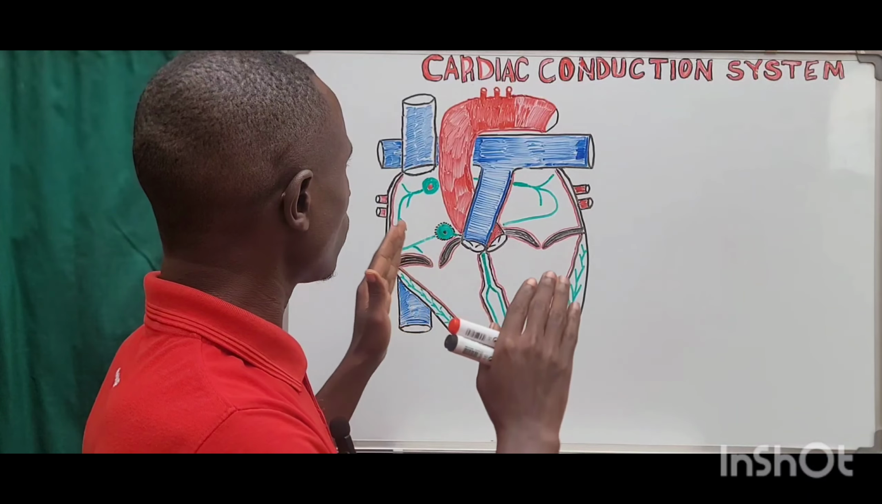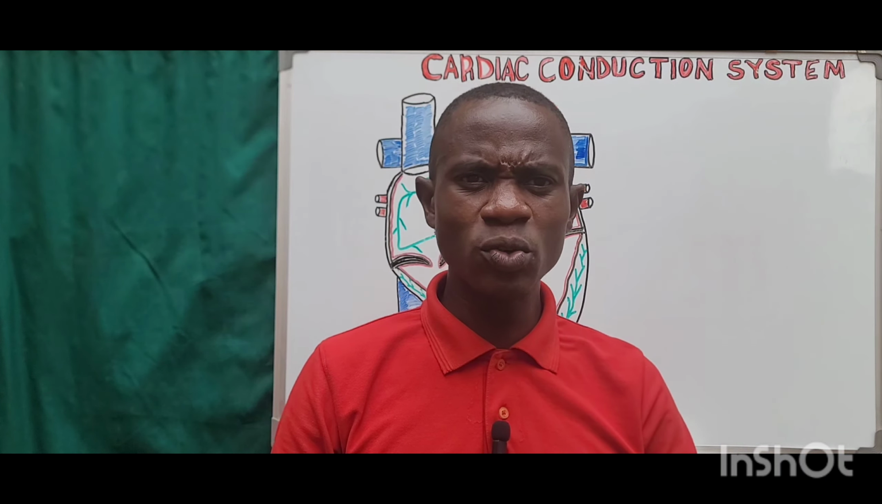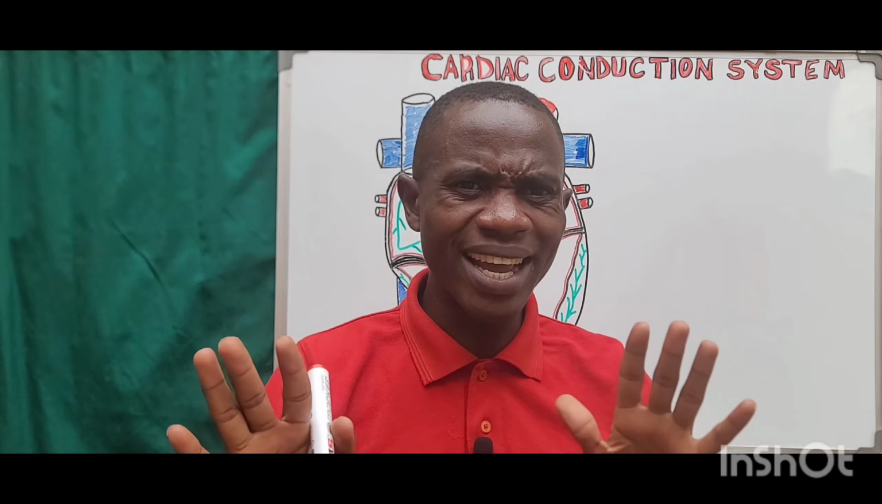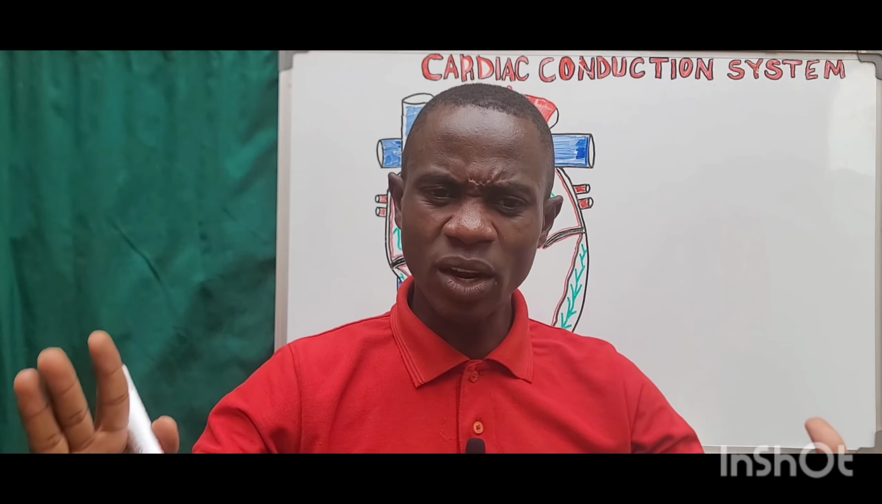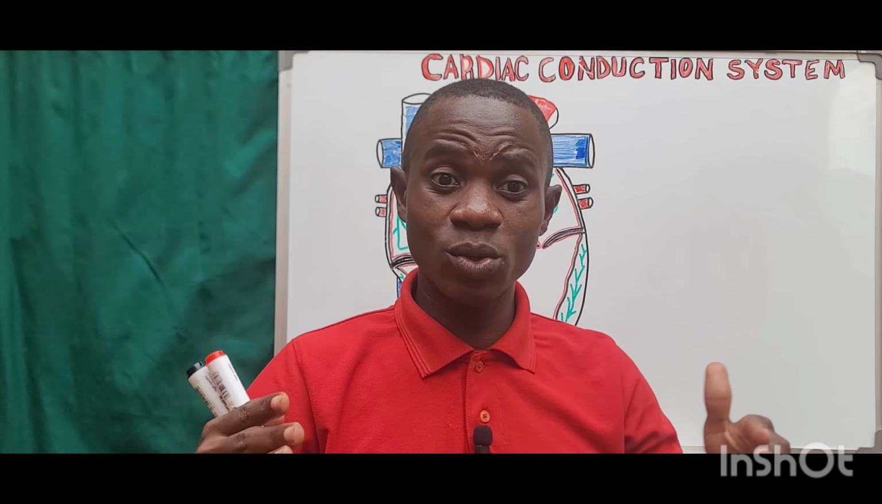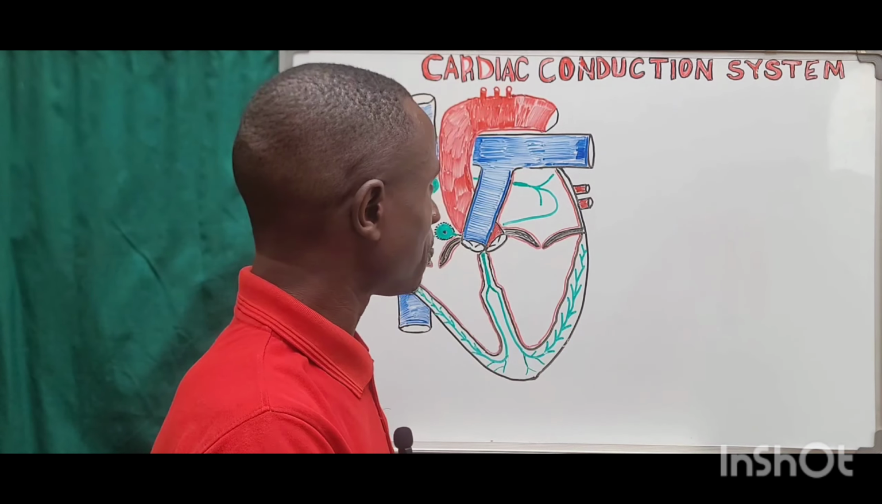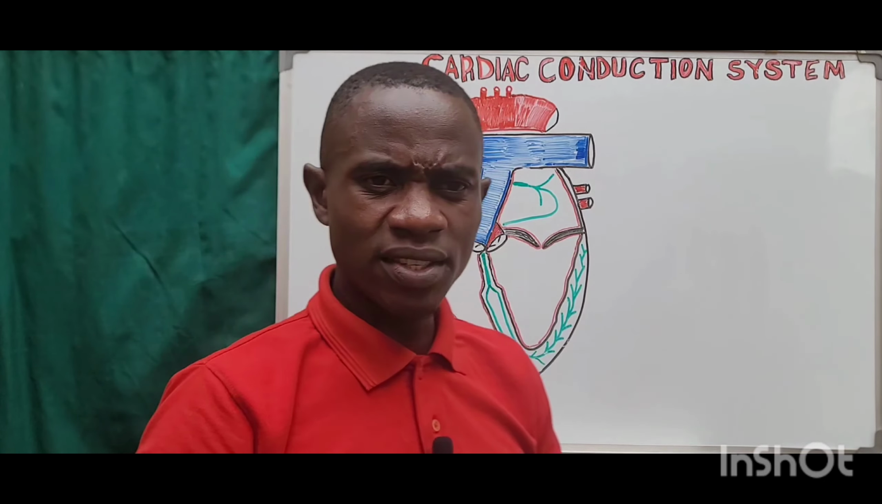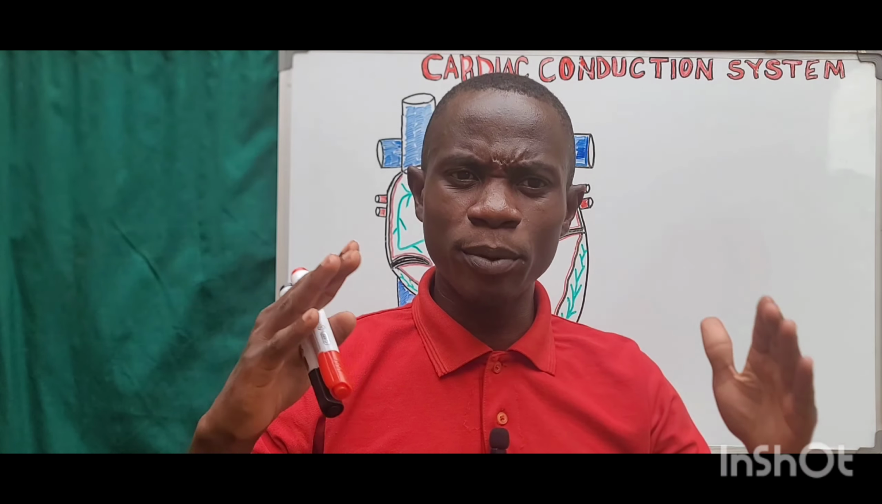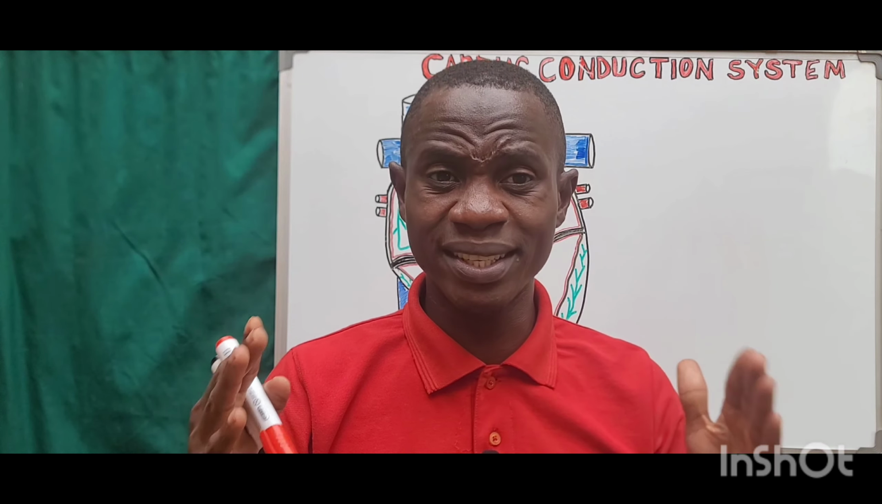Now, when we talk about the cardiac conduction system, this is a network of specialized cells that work hand in hand to release action potentials that will depolarize the entire myocardium to cause the contraction of the heart. These specialized cells exhibit a principle we call automaticity. Now, the question is, what is automaticity?